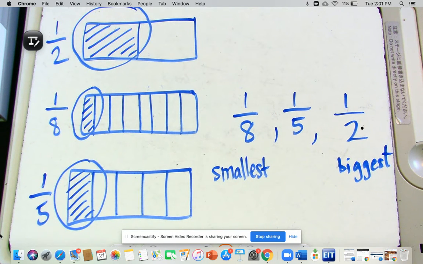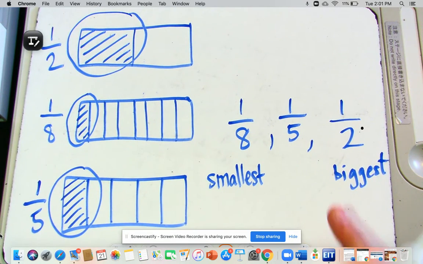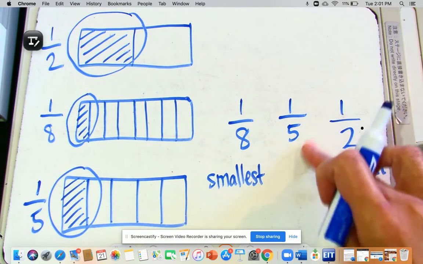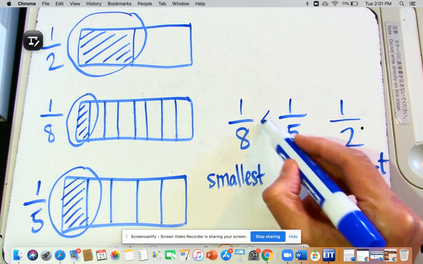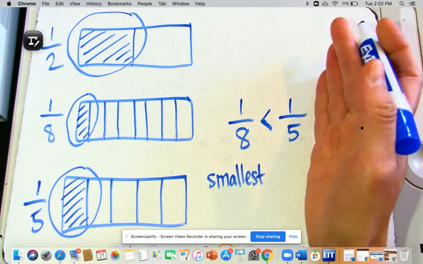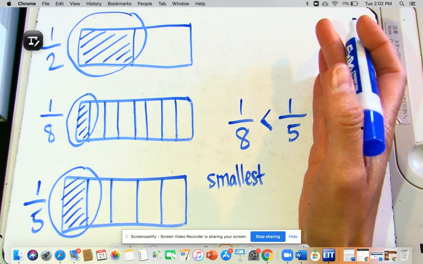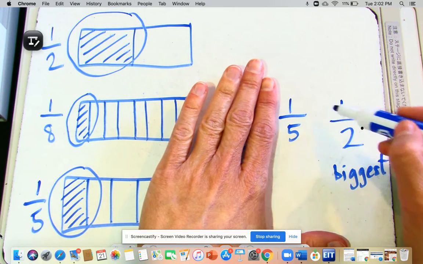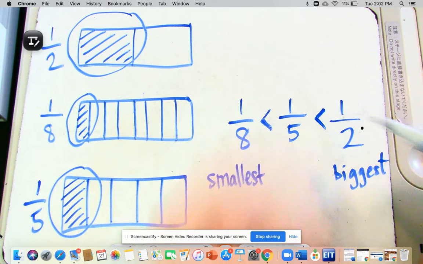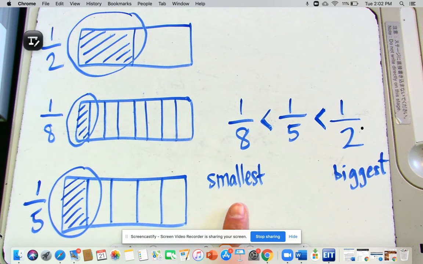Okay. So if we wanted to use less than and greater than symbols, we could also do that. We could erase our commas here. And let's see, we could say 1/8 is smaller than 1/5. We're just looking at these two. 1/5 is bigger. And then if we're looking at these two, well, I know 1/2 is bigger. So that would look like this. So this is the smallest to the biggest.